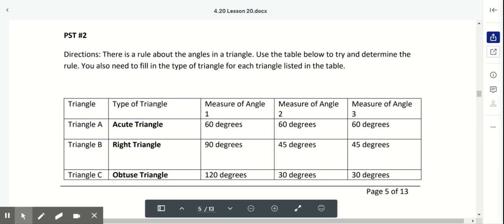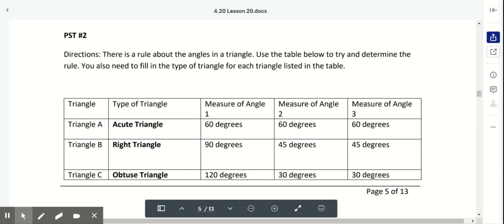So for our second part of our PST, we were to fill in each type of triangle. Now we would do that by looking at the measure of our angles. We have 60 degrees for triangle A's first angle, angle 2 60 degrees, angle 3 60 degrees. They are all below 90 degrees, so these are three acute angles. So we know that triangle A is an acute triangle.